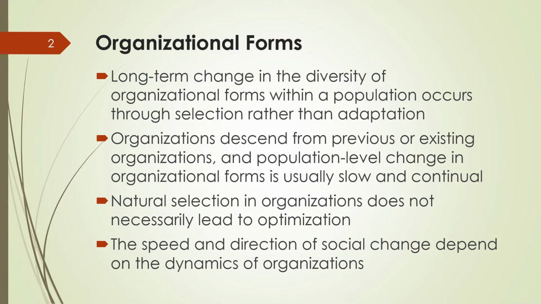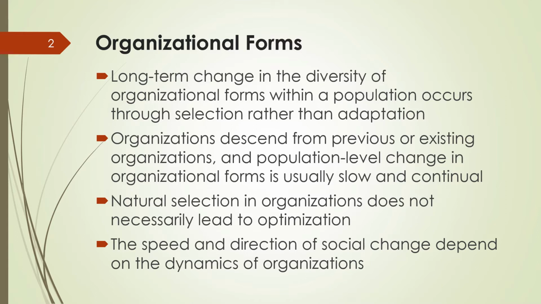Ultimately, analysis in population ecology has three levels. It explains birth and death rates within a population, it explains vital rate interaction between populations, and it examines communities of populations sharing similar environments. In general, population ecologists ascribe to an evolutionary view of organizational change. Organizations descend from previous or existing organizations, and population-level change in organizational forms is usually slow and continual.